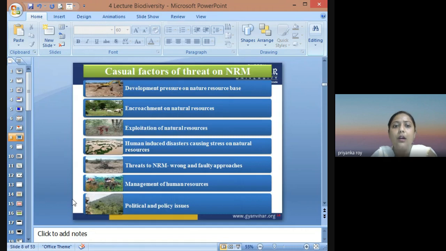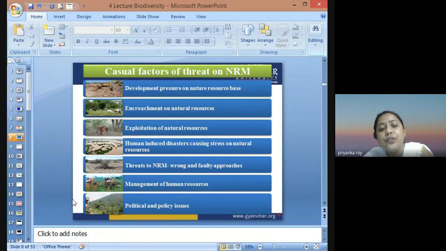Okay. The causal factors of threat to natural resources will be the development pressure on natural resources. So whenever we go into developmental activities, it always stresses the natural resources of that region. Encroachment is always a threat to the natural resources. Like whenever the people on the fringes of the forest slowly encroach into the forested areas, increasing their agricultural land and getting their animals for grazing inside the protected forest, it will not only stress the natural resources, it will also stress the wildlife of that region.